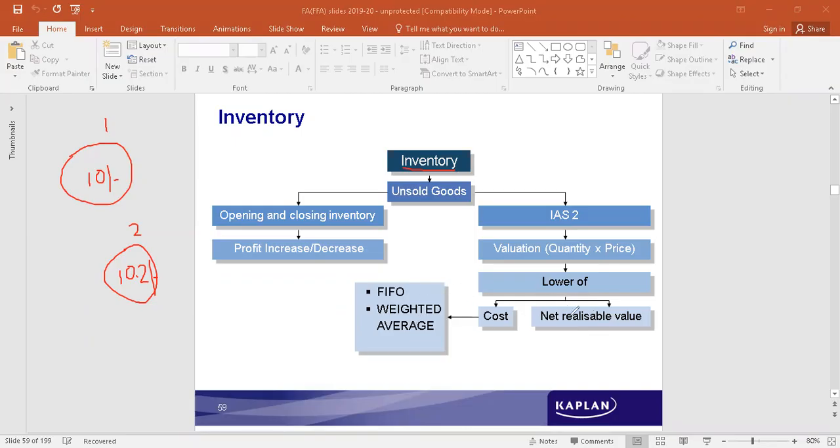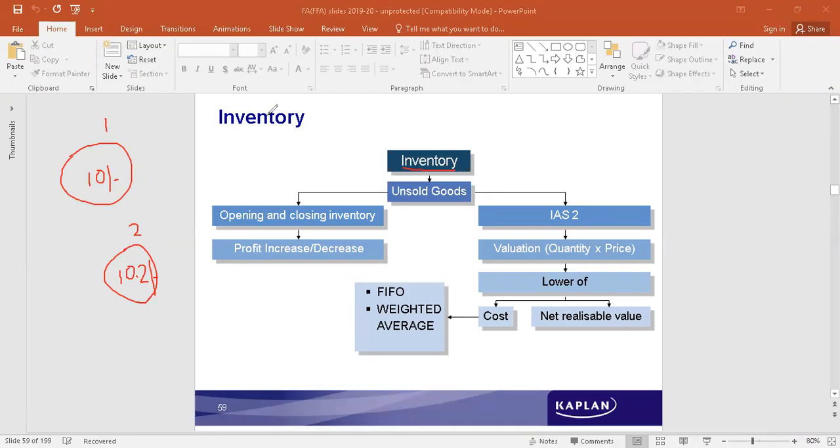These three methods are followed in terms of valuing the inventory. The amount of inventory or closing stock, what we call, which appears in the trading account on the credit side and the balance sheet asset side. How do we arrive at that value? So that is what we have to learn. So let's learn that with the help of a numerical question.